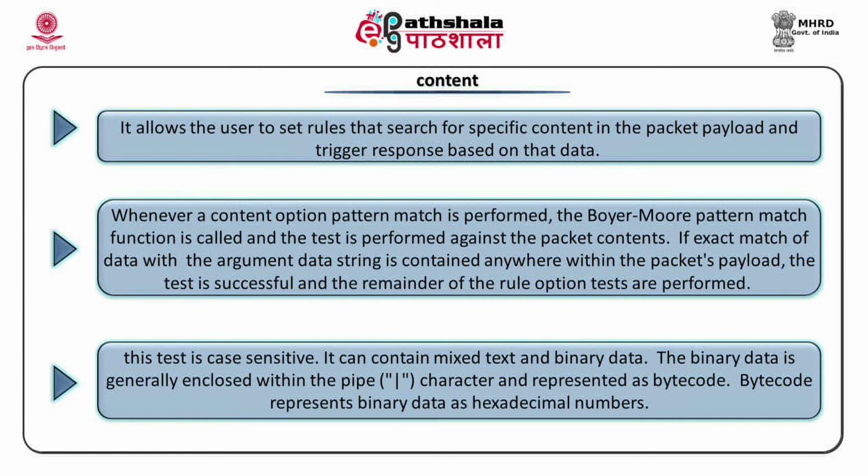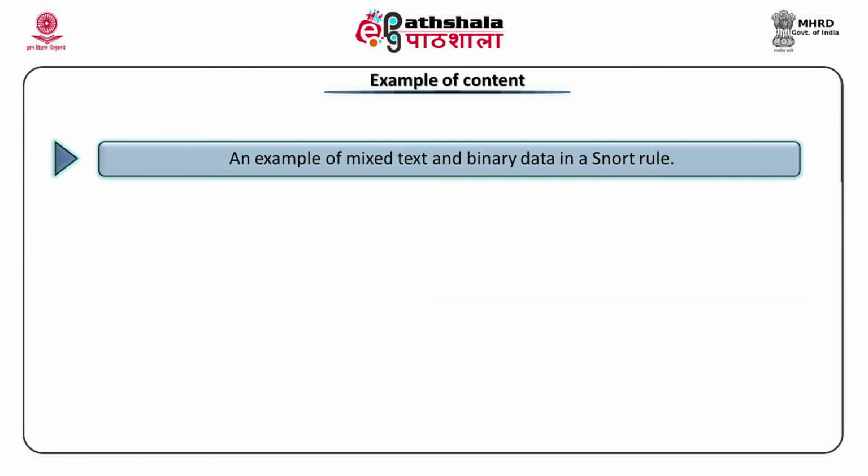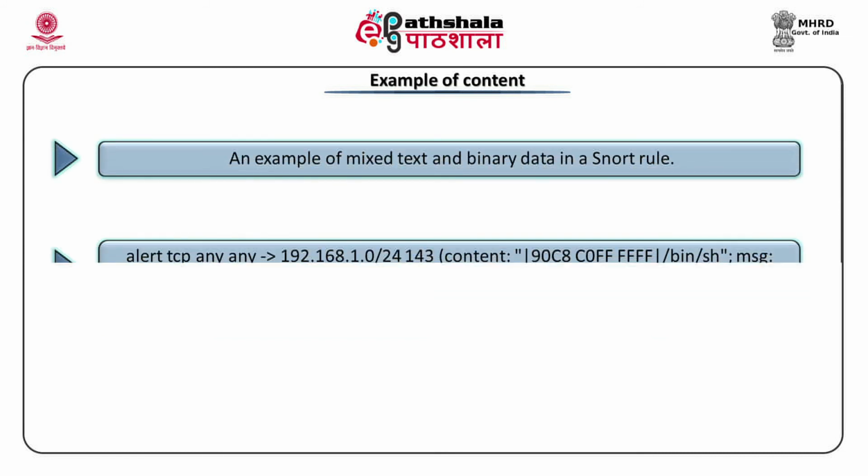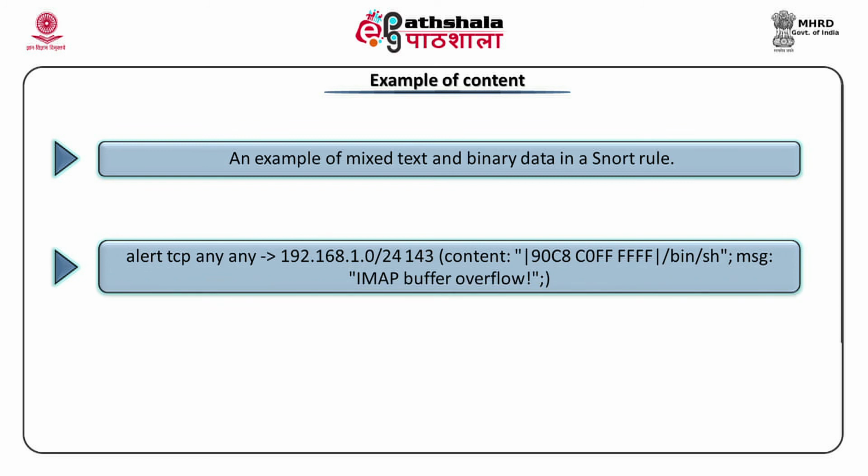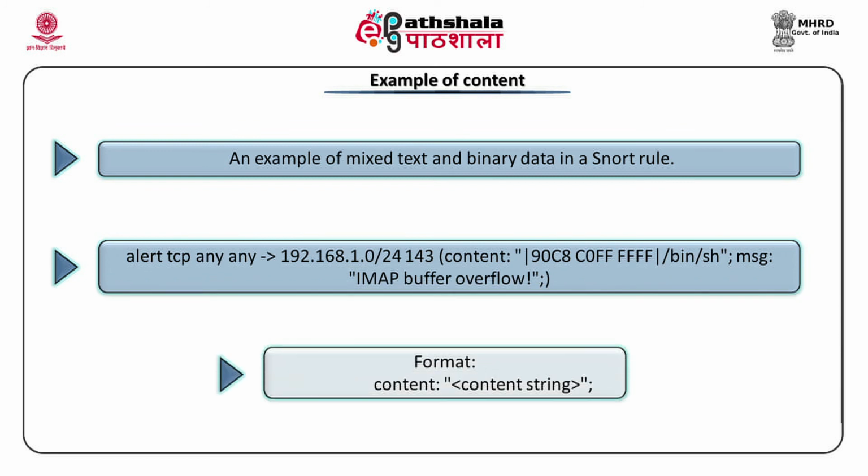Content keyword: we have seen that content can be enclosed within the pipe. The characters which are to be exactly matched should be written as they are. They are represented as a byte code. Byte code represents the binary data as hexadecimal numbers, and they are a good shorthand for describing complex binary data. Now when the packet comes, it has to be matched for the content. So pattern matching is to be done. There are certain pattern matching algorithms, but Snort uses the Boyer-Moore pattern matching algorithm.